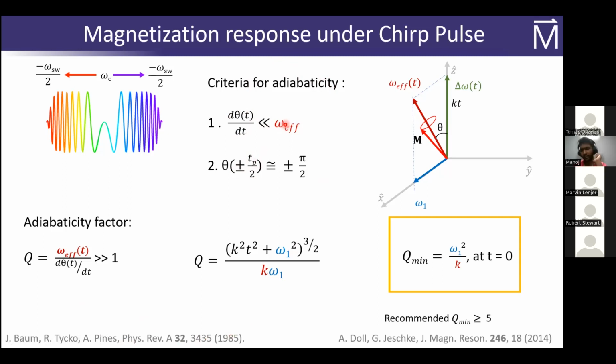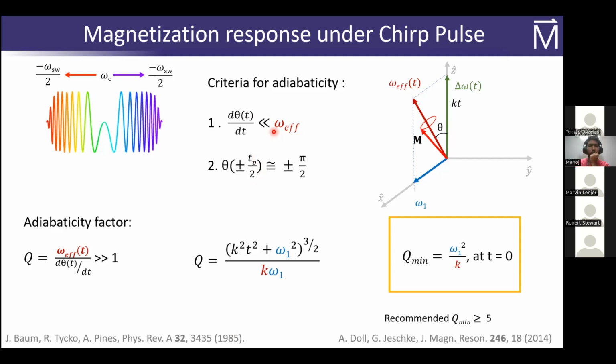The first criterion tells us that the rate at which this effective field tips has to be much lower than the precession frequency of the magnetization vector, which is given by criterion 1. And the second criterion is easy to understand, which says that the magnetization goes from plus z to minus z.